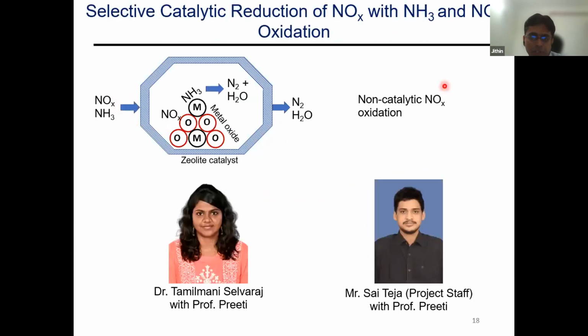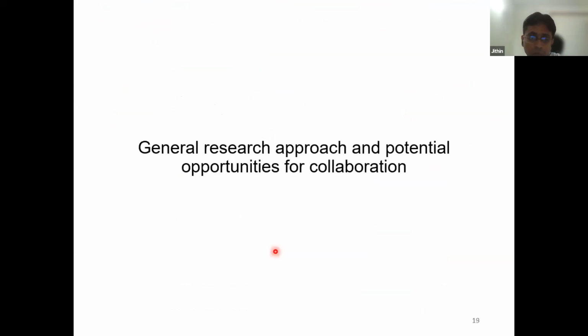So the last topic that we are trying to look at is catalytic conversion of NOx in an ammonia treated manner to convert it into nitrogen. So this is the selective catalytic reduction route. And we're also looking at some non-catalytic NOx oxidation in some experiments where Sai Teja is a project staff, and we have Tamil Mani, who's a postdoc who's doing some simulation work.